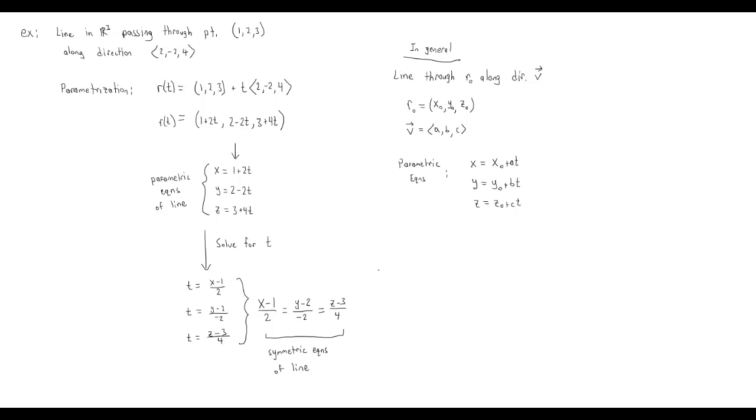So in general, for the symmetric equations of a line, if the line passes through this point, x naught, y naught, z naught, along the direction v, components a, b, c, the symmetric equations are going to be x minus x naught over a equal to y minus y naught over b equal to z minus z naught over c. Okay?